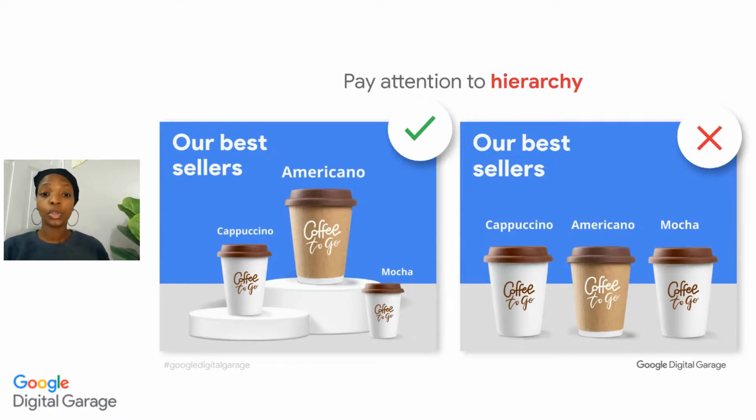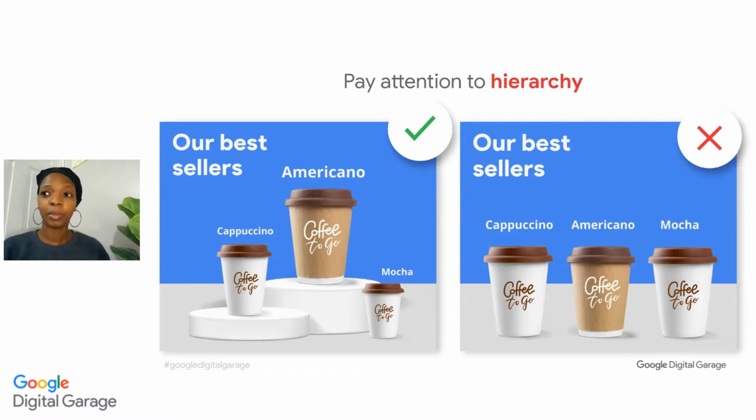Right? So sometimes using hierarchy can help you to convey the importance of something without actually having to say it. So you don't have to put number one, number two, and number three. You can simply just change the levels. So on the left-hand side, you can see that we've got Americano, the largest, Cappuccino, second, and Mocha, the smallest.